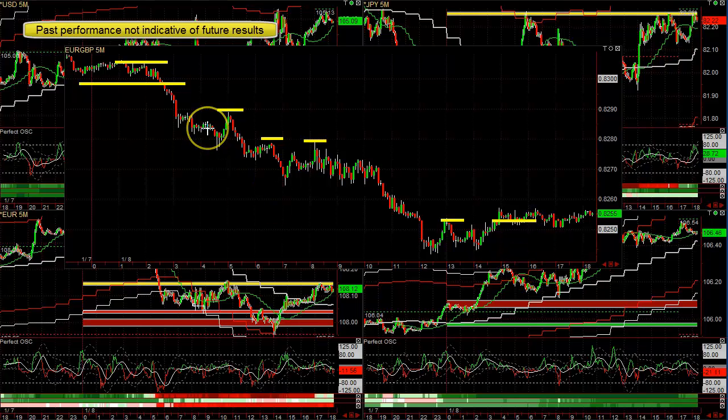So whether you get in and hold your positions for hours and hours and hours, or you get in, out, in, out, in, out with very, very tiny small losses, it's up to you. Many ways to trade.